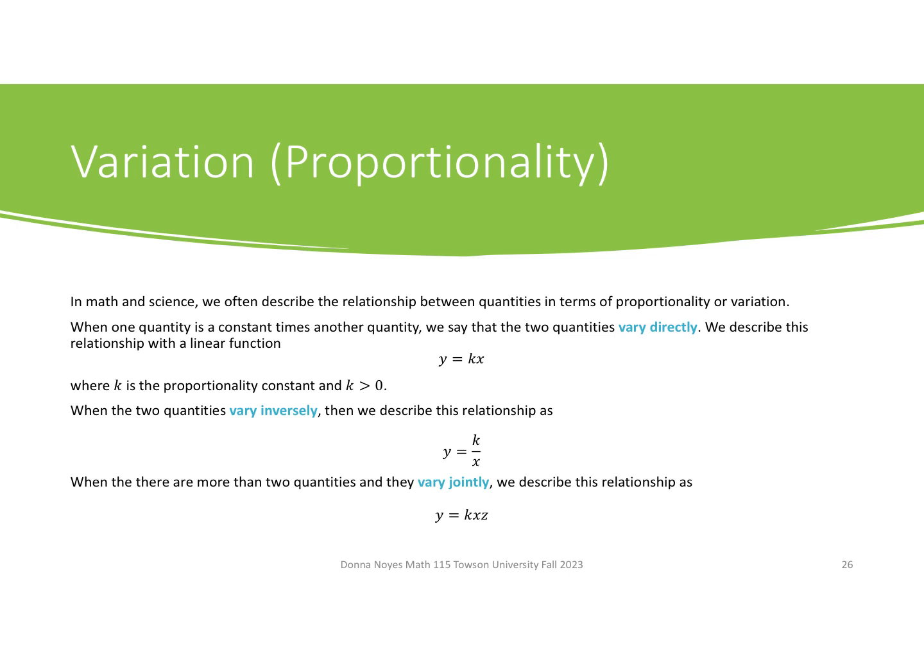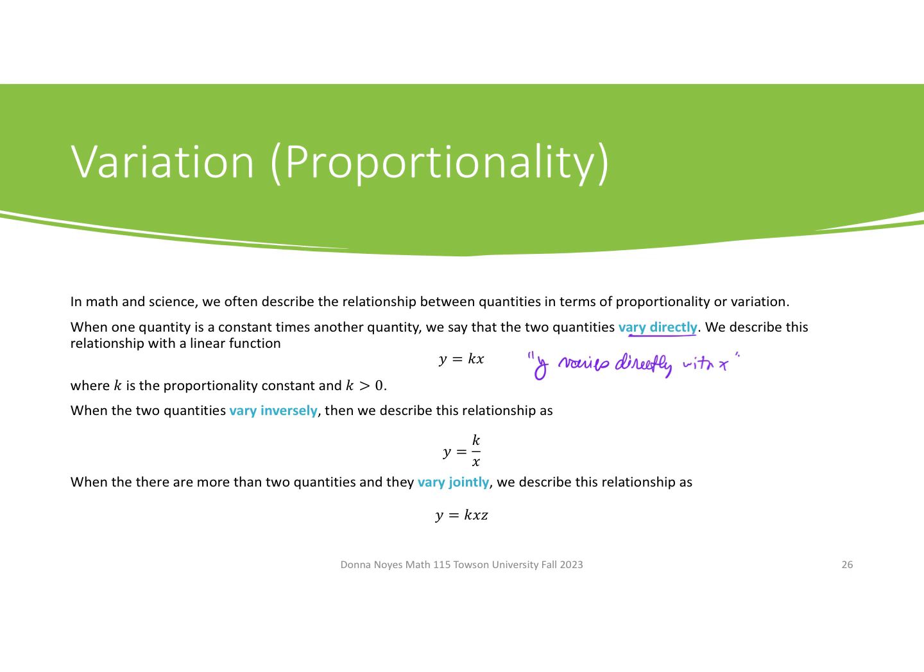When one quantity is a constant times another quantity, we say that the two quantities vary directly. So that's our first type of variation. They vary directly, and we say this relationship is linear, so it's y equals k times x. This would say y varies directly with x, where k is our proportionality constant, and we say k is positive.